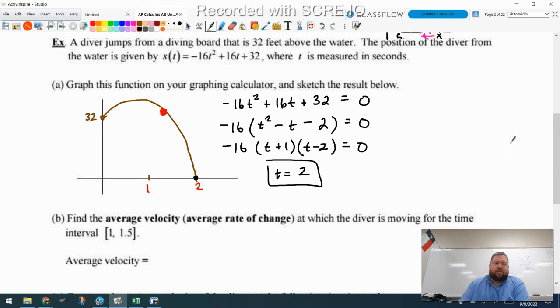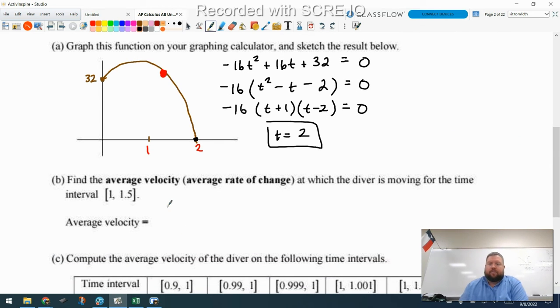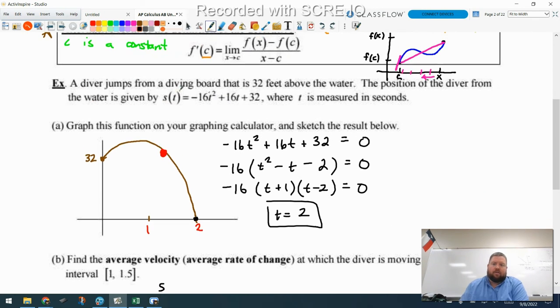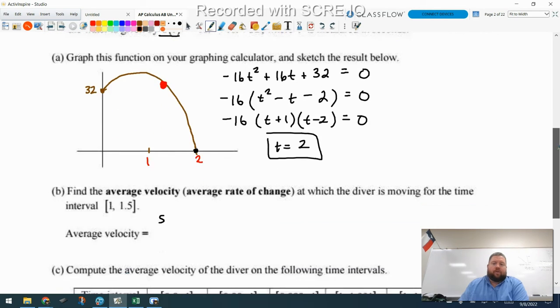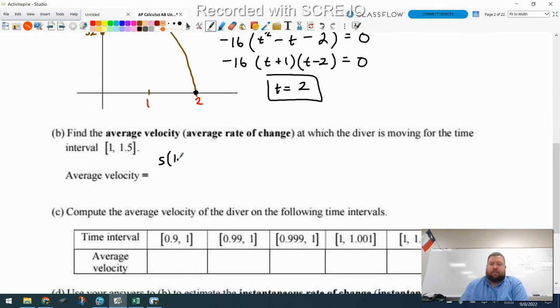Okay, so average velocity. So this is going to be the position, change in position over change in time. So the position is S. That's our function up here. It's called S. All right, so we're going to do S of 1.5 minus S of 1, and that's going to be divided by 1.5 minus 1. Change in position over change in time.